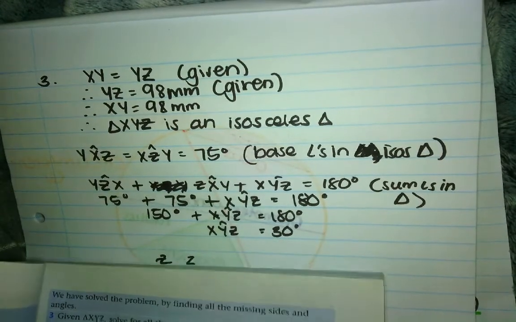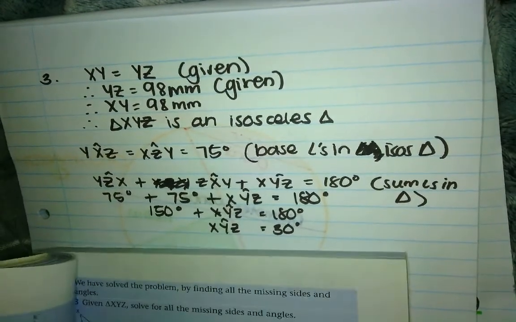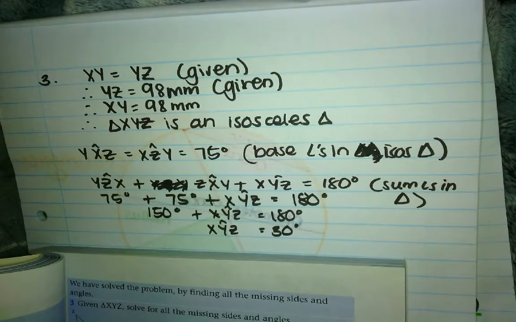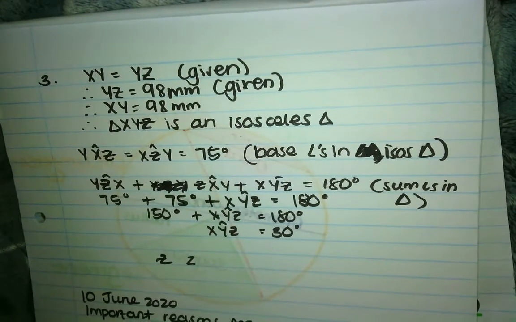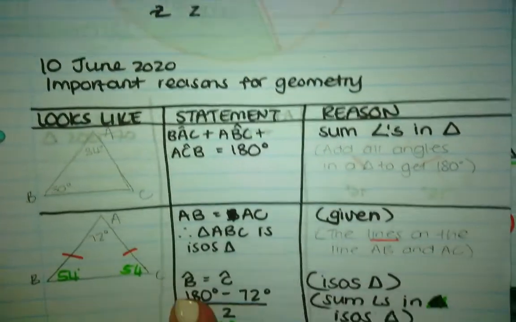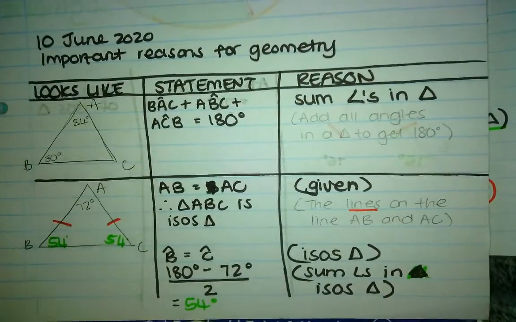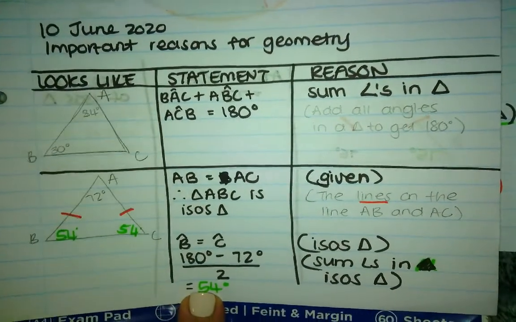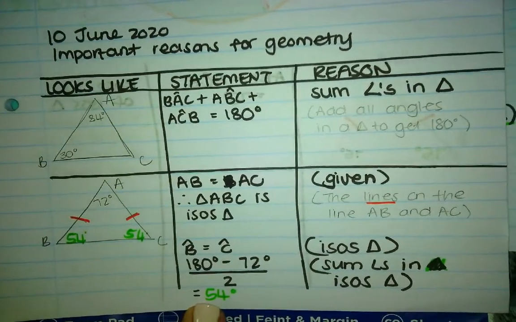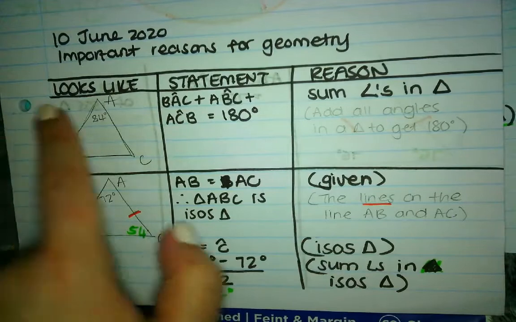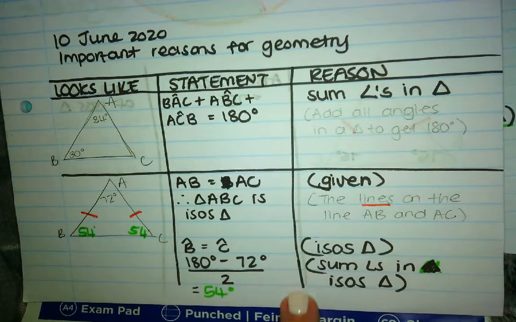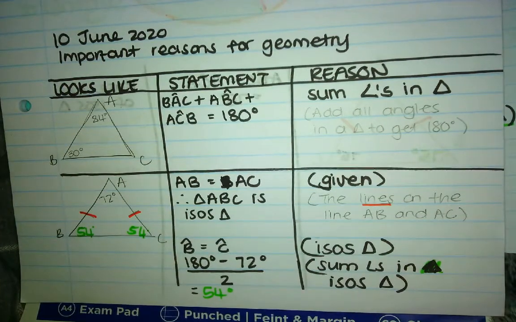Go to the back of your book, turn to a clean page, and write the date, the 10th of June. Then write this down for me: Important reasons for geometry. When you're doing geometry, please don't do it without a ruler like I did. Please use your ruler. This can be done in pen, but when you're going downwards, remember that's in pencil, because you don't know how much space you're going to need to write it.